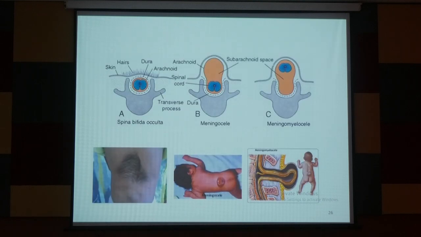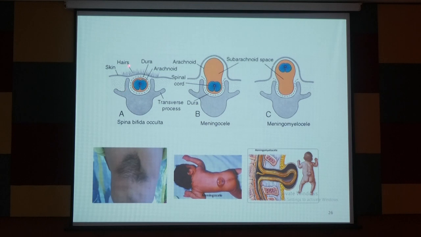So how does this come about? We have three varieties, A, B, C. A variety is the least virulent or least troublesome, B variety is a moderate variety, and C variety is the severe variety. You see the extent to which this particular neural tube is coming out of the vertebra. So in picture A, we call it spina bifida occulta.